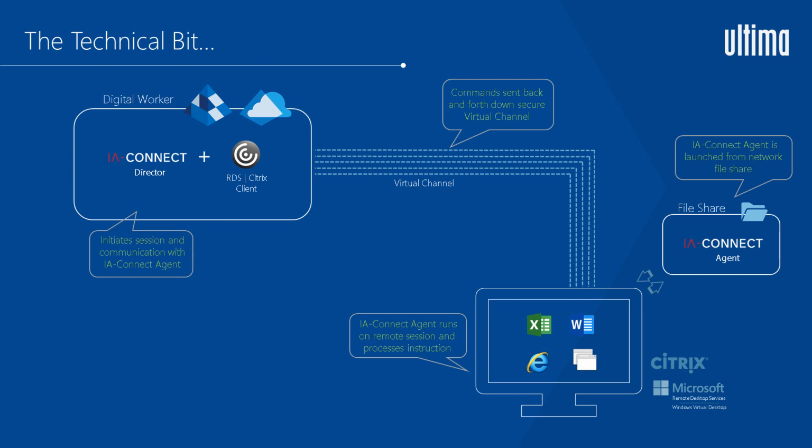Then we'll have the virtual channel. One thing on the virtual channel as it talks back and forth, I think it's important to mention that this will run down the existing Citrix connection. And so, no additional firewall rules are needed. It's that simple. All right, let's get into the demo.